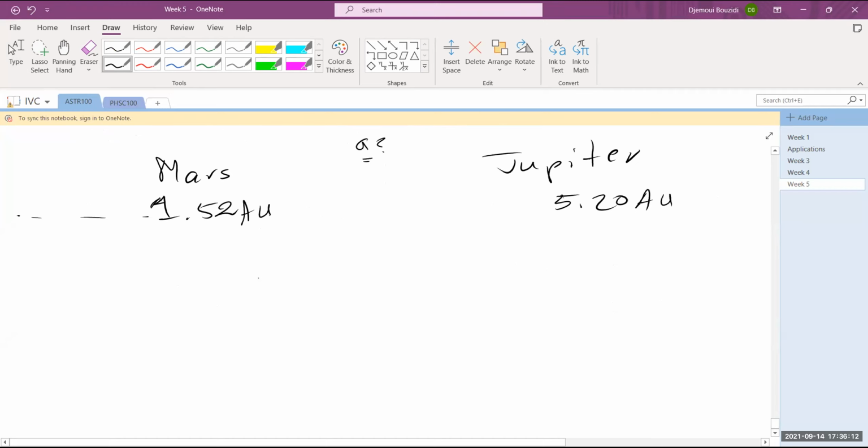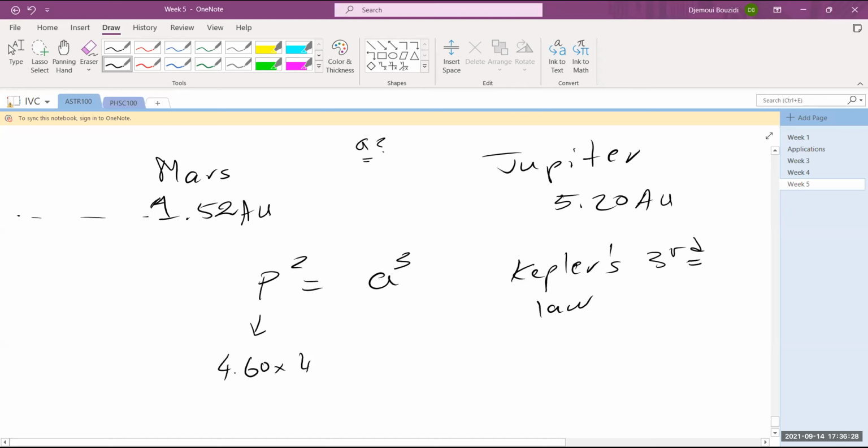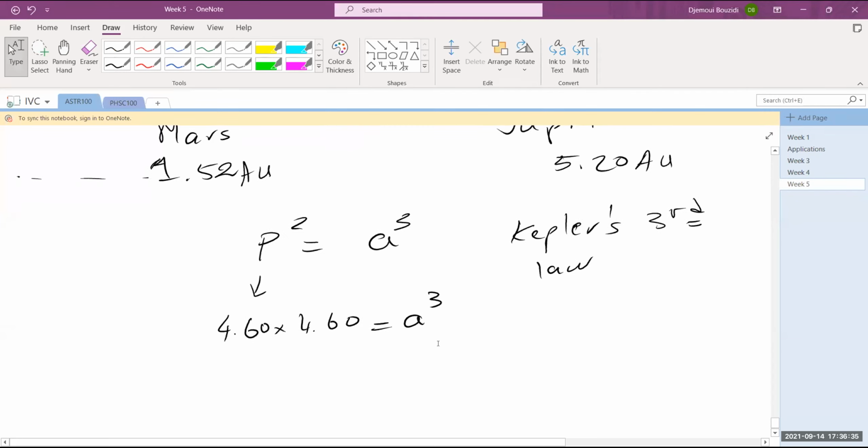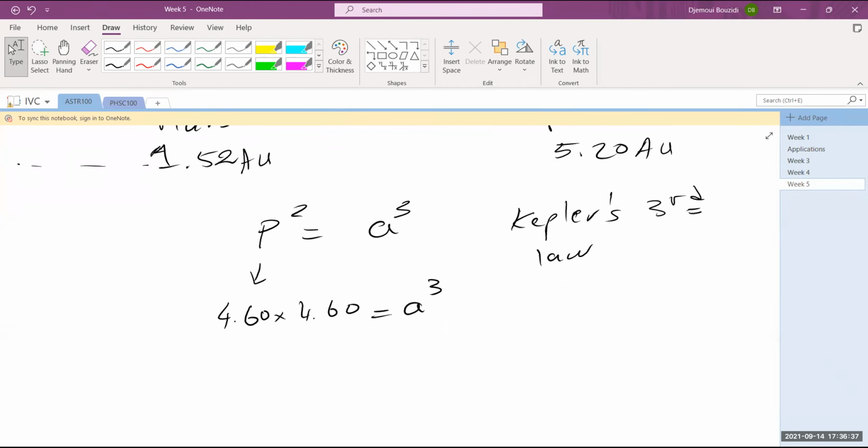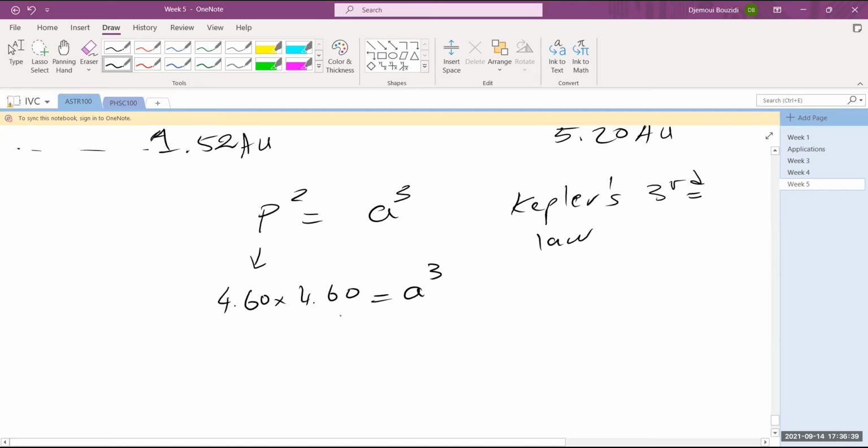Let's see in here. We know from Kepler's laws that P squared is equal to A cubed. This is Kepler's third law. They gave us P. P is 4.60, so 4.60 times 4.60 must be A cubed, the semi-major axis cubed. If I multiply these two numbers by themselves, this is going to be 21.16, and this is A cubed.